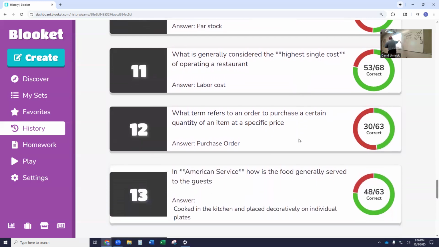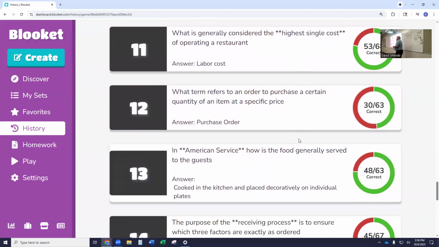Labor cost is typically the highest because labor does not include just the wages. The wages is, okay, I make $7.25 an hour, I work 10 hours, that's $72.50, okay? That's my wages. Labor also includes the salary that you're paying your manager. It also includes the benefits that you pay for your employees, and it also includes the taxes.